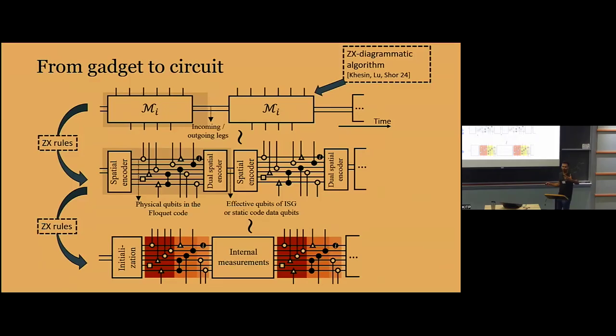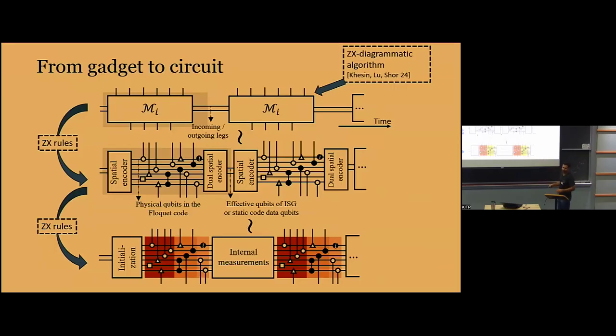And then I do measurements across the gadgets, meaning that this MI gadget is connected to some gadget above it, and I do measurements in between those gadgets. And then I do this dual spatial encoder, which sort of unconcatenates the qubits. So in an actual circuit, this dual spatial encoder will sort of merge with the spatial encoder and give you some sort of action on the physical qubits.